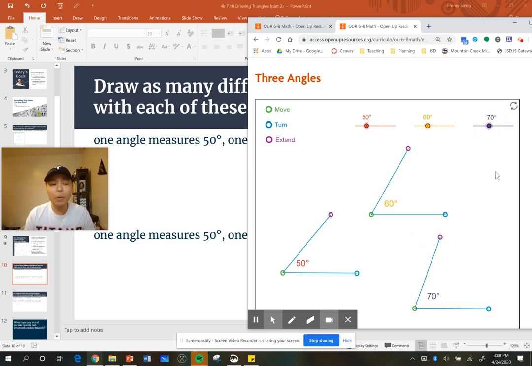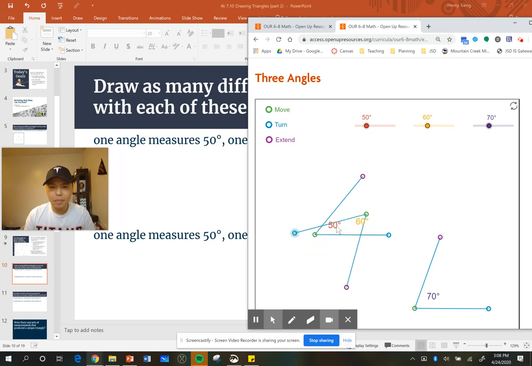What I want you to do is take these angles and try to put them together. For example, I'm doing one right here. The purple one extends and the blue is the one you use to turn. So I can easily make something like this.